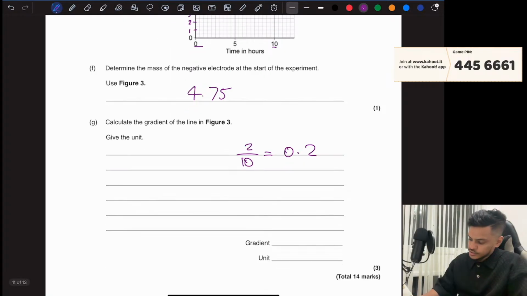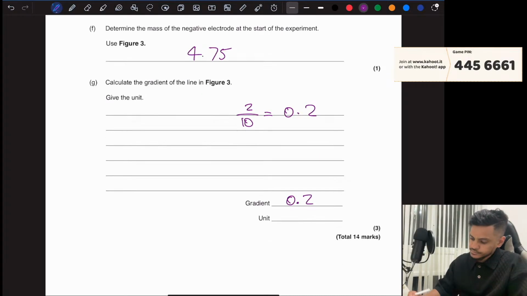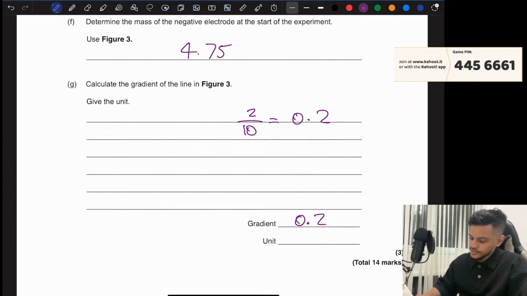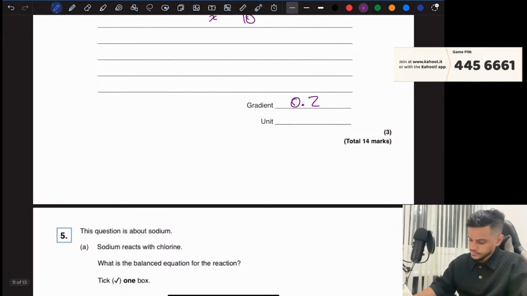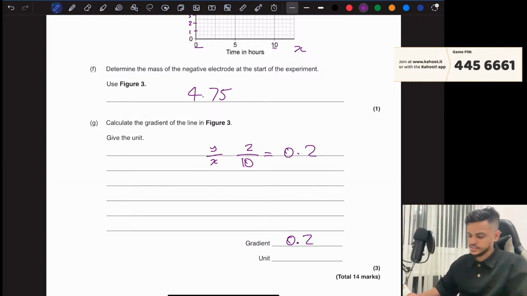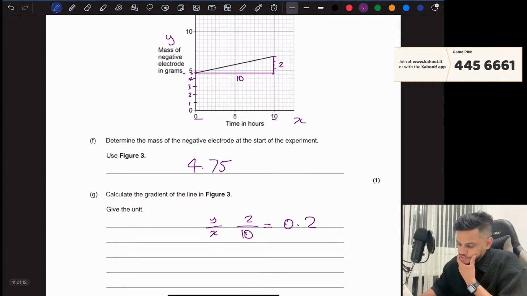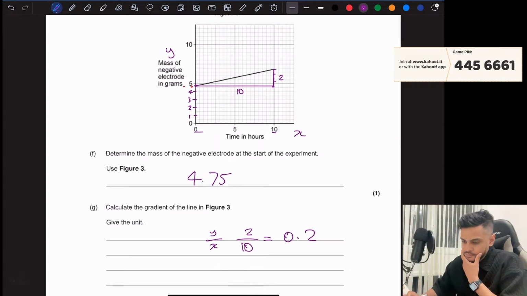Questions asking for units, guys. What's the units here? It's change in y over change in x. This is our y. This is the x. What's next? I think I'll make this the last question, guys. Change in y over change in x. Any ideas? Grams per hour. Exactly. Grams per hour is the answer.